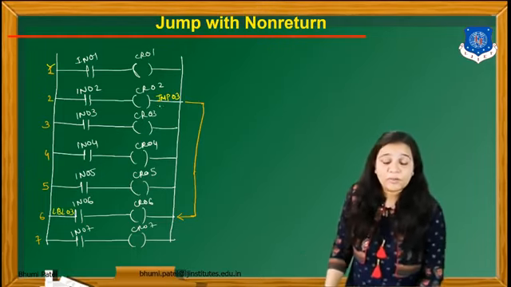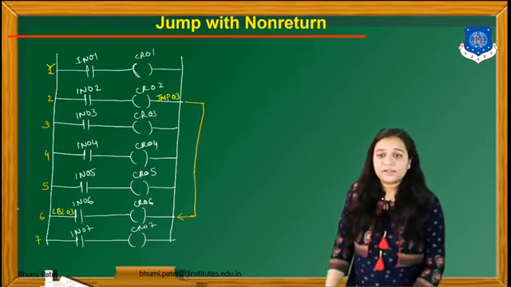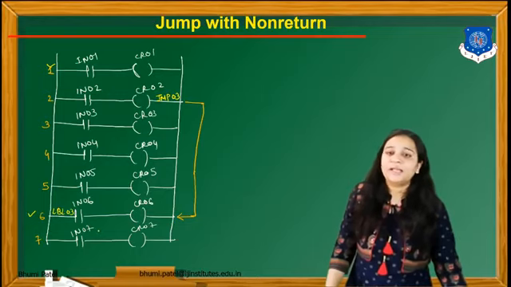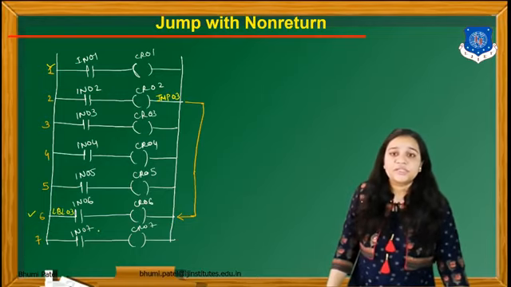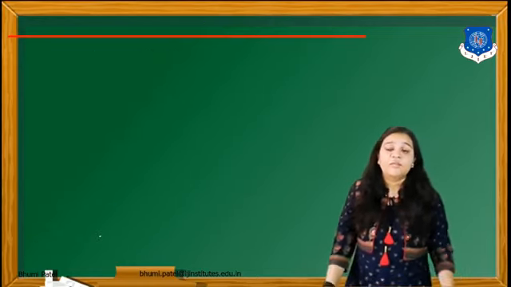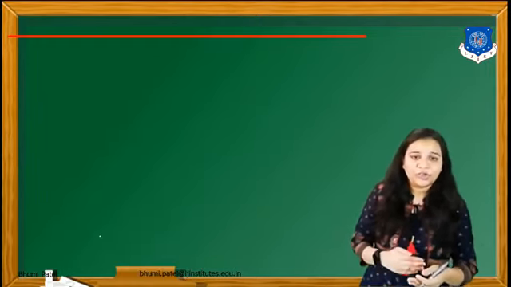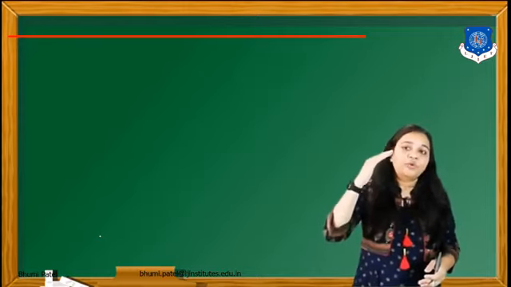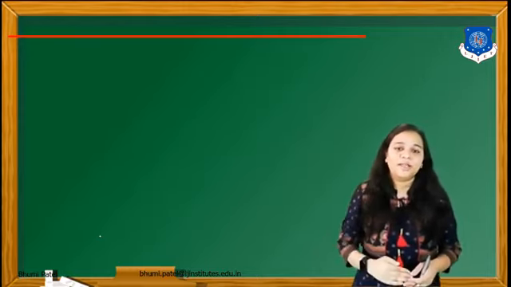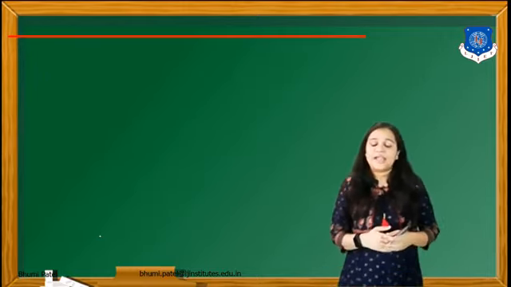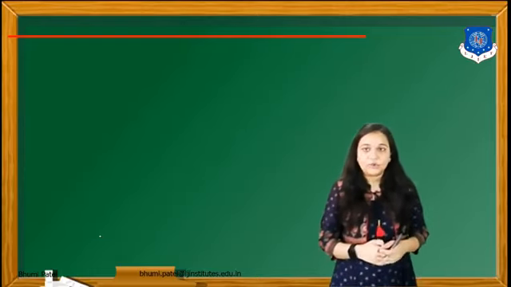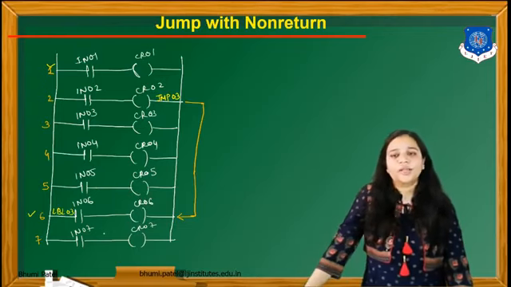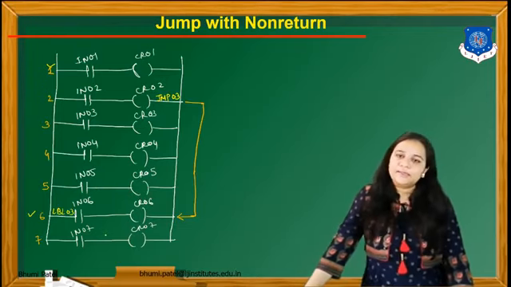So it will jump from the second rung to the sixth rung, and after the sixth rung the program will be executed line by line. So this is the jump with non-return. Whenever the jump instruction is executed, the label will be there. It will jump from the rung number to the label rung, and after that the lines will be executed as they are. So the rungs between, suppose rung numbers 3, 4 and 5, will be automatically skipped.